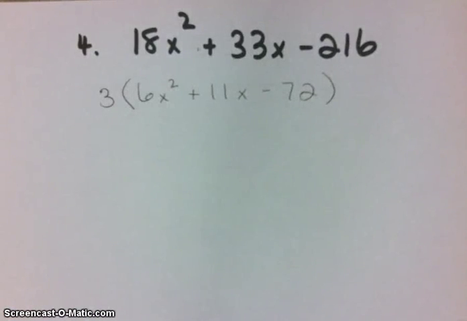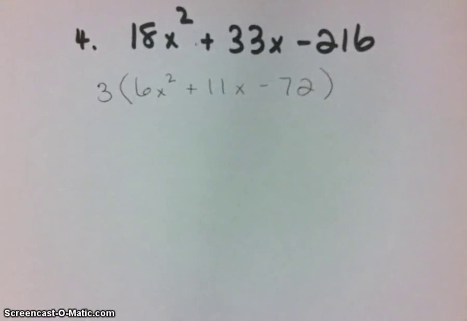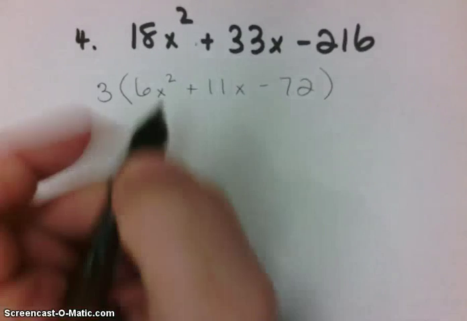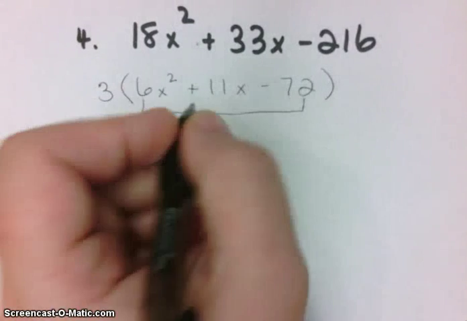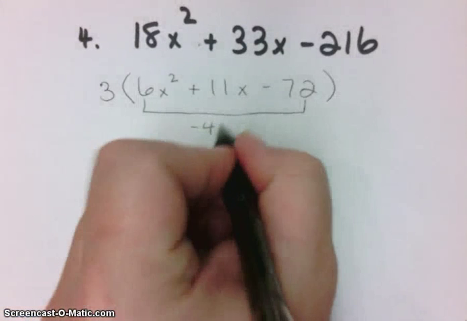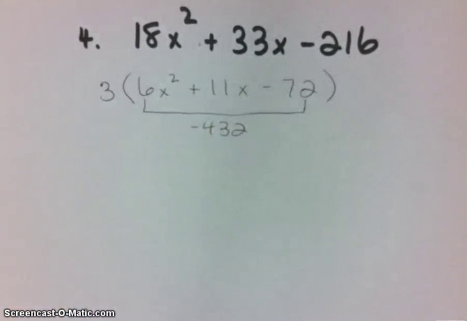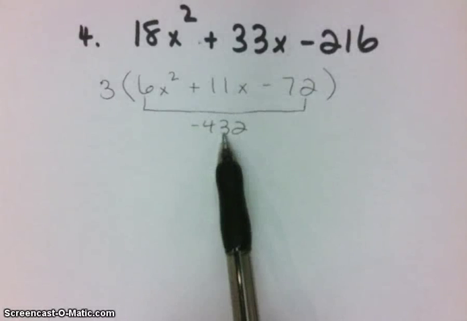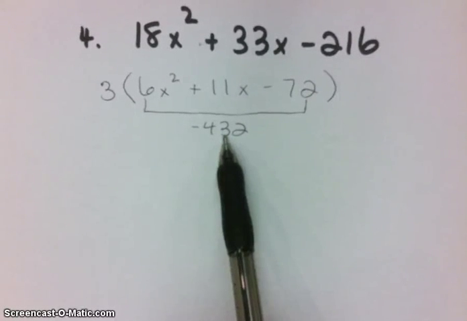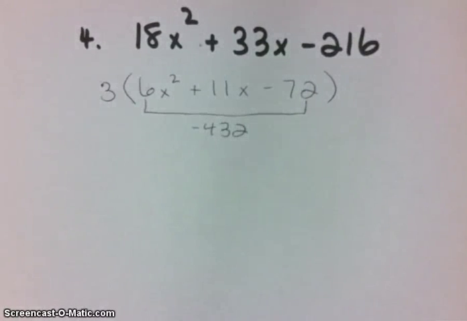Beautiful. Because these numbers are so big, I think we're going to have to use the algorithm, and we're going to multiply 6 by negative 72, and we're going to get negative 432. Yikes. So get on your calculator and start taking a look at what numbers multiply to get negative 432. Now, keep in mind, one's going to be positive, one's going to be negative, and we want those two numbers to multiply to get negative 432 and then subtract to get positive 11.